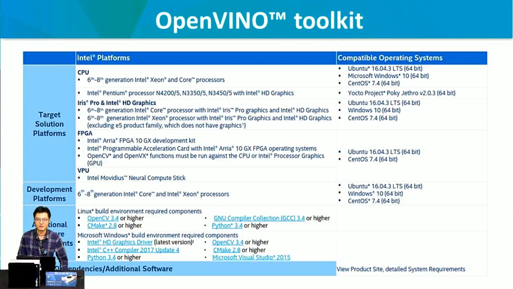Here are some Intel platform descriptions. First is the CPU. It supports 6th to 8th generation Intel Xeon and Core i processors. For the integrated GPU, it supports Iris Pro and Intel HD Graphics. And for the FPGA, in this case, the Mustang-F100-A10 is using the Intel Arria 10 FPGA. For the VPU, it's the Intel Movidius Neural Compute Stick.